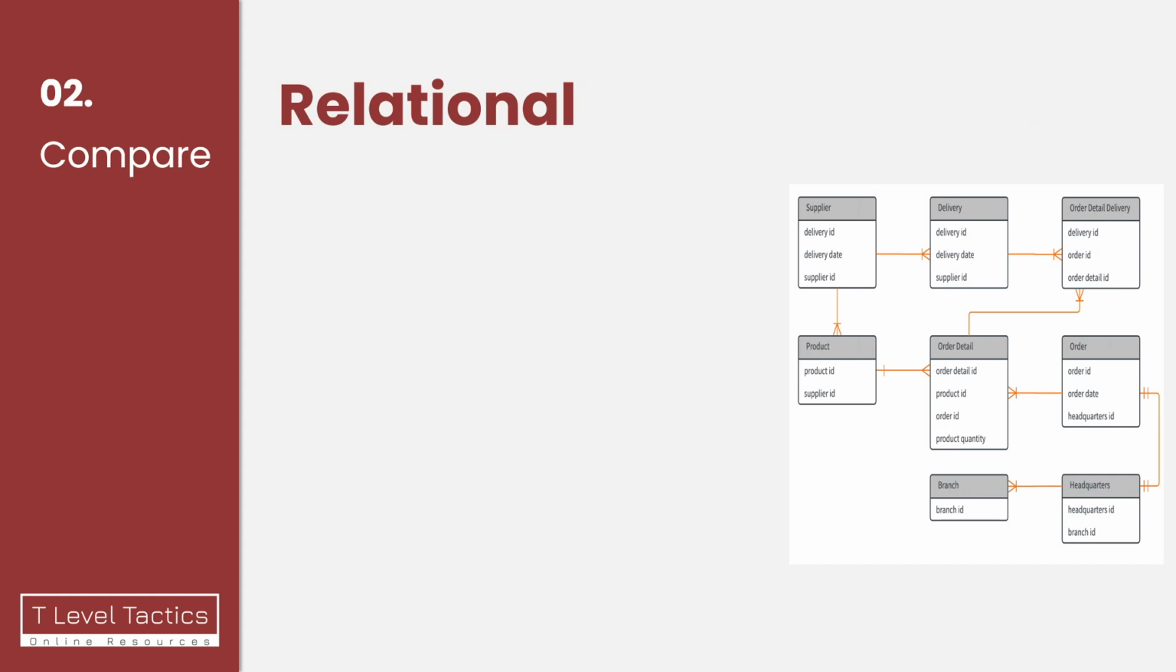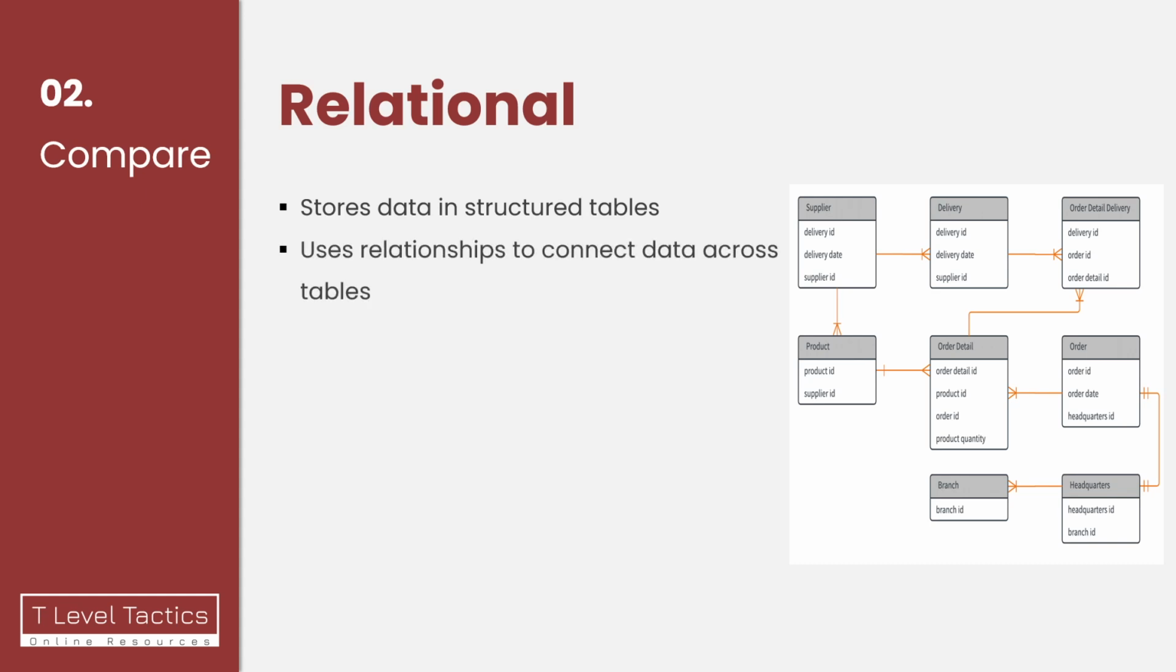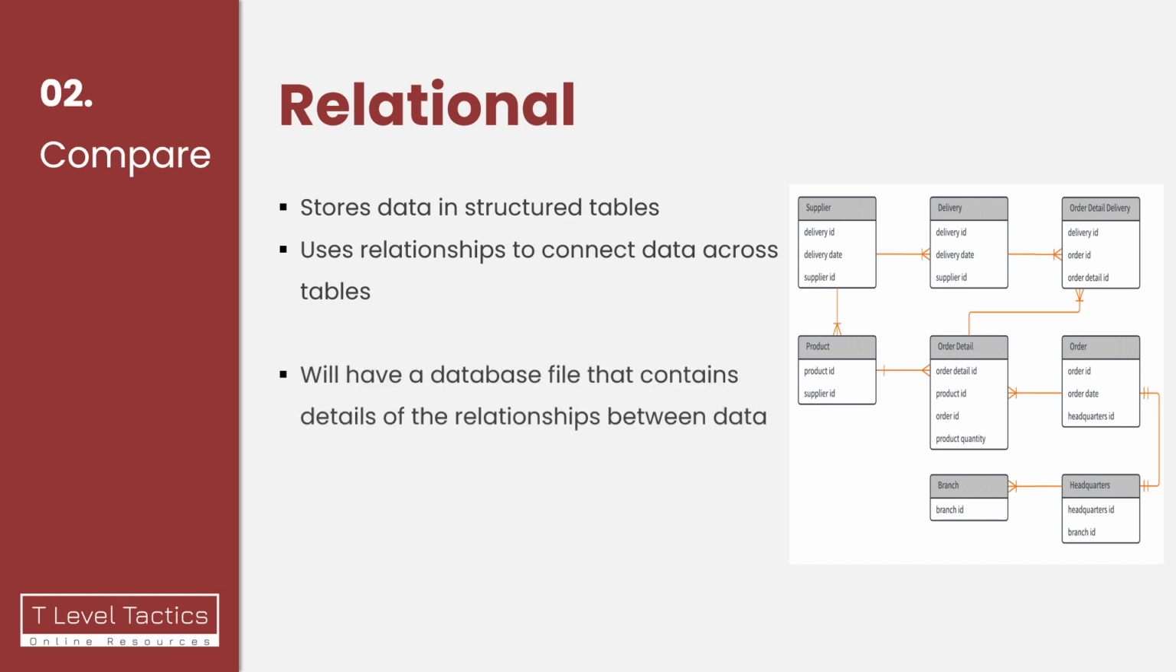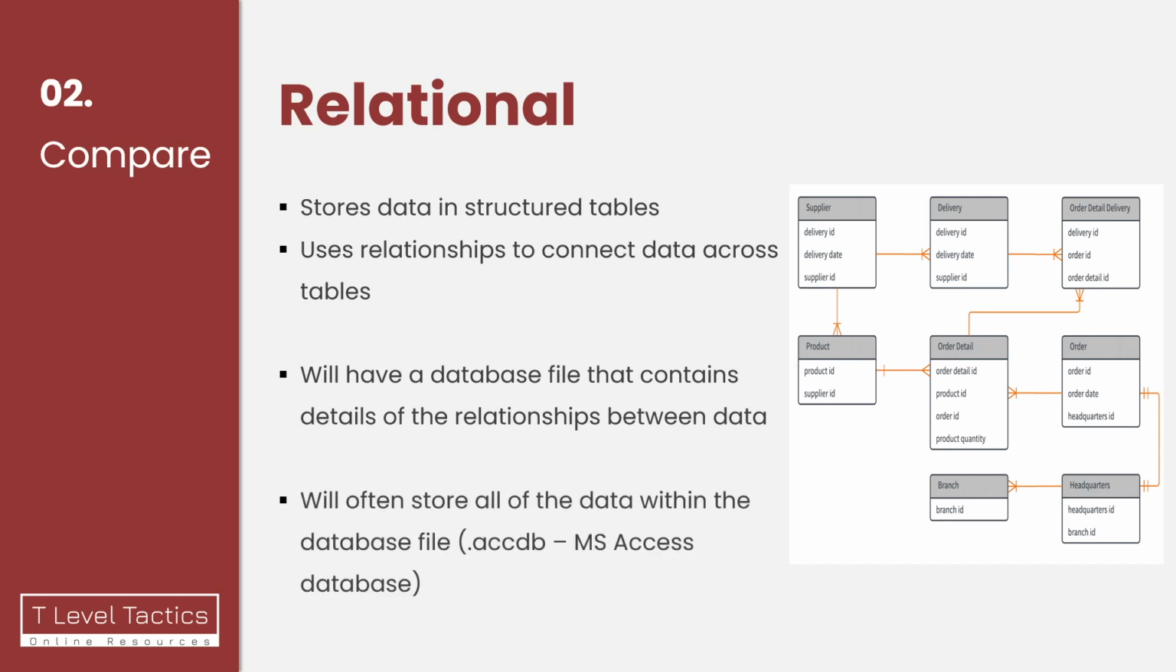Relational database structures store data in structured tables, and it uses relationships to connect data across these different tables. They'll often have a single database file that contains the details of all of these relationships between the different data, and can store all of that data within that same database file as well, such as a Microsoft Access database.